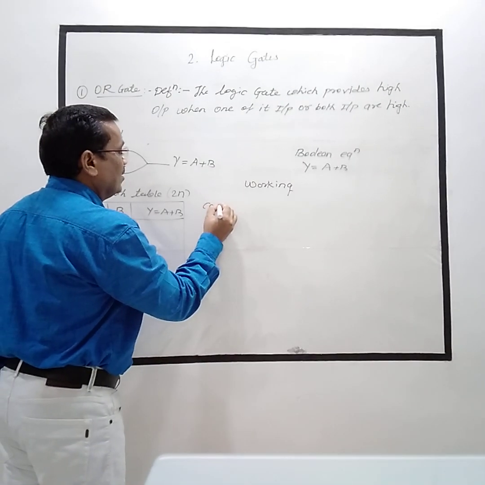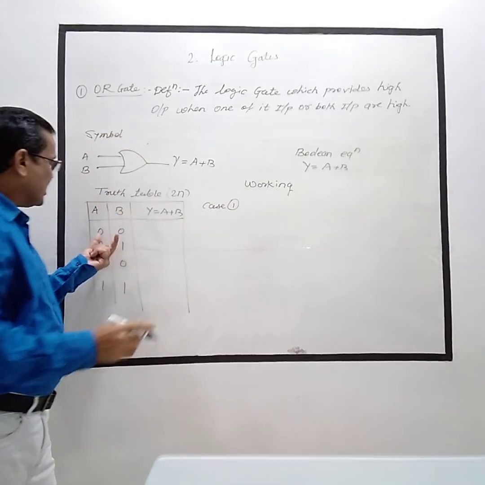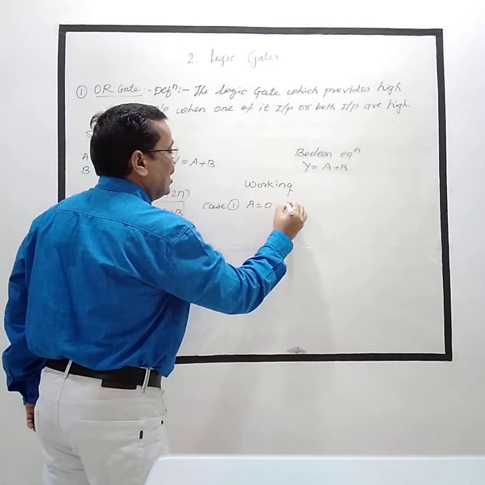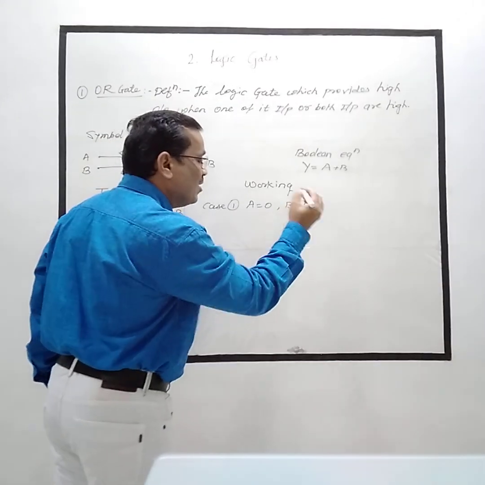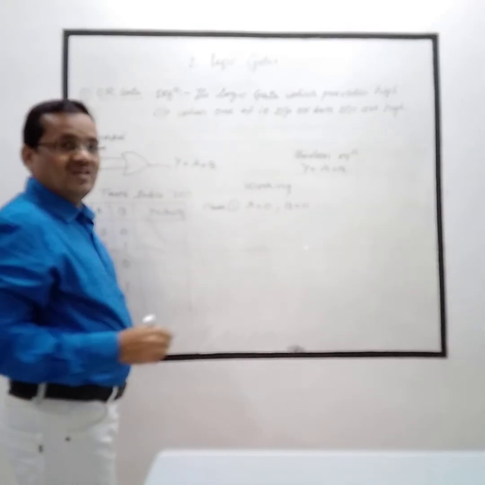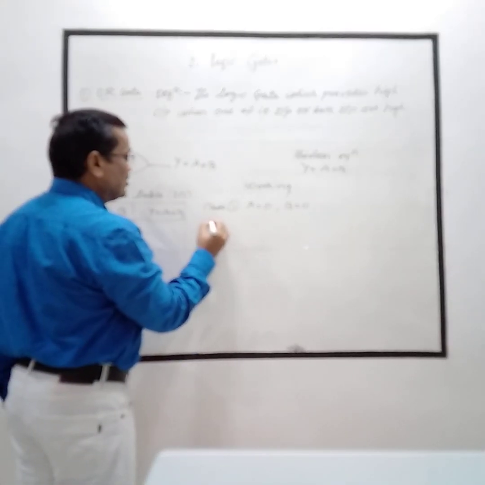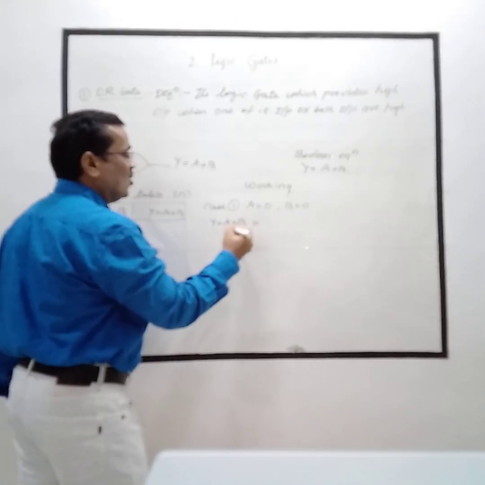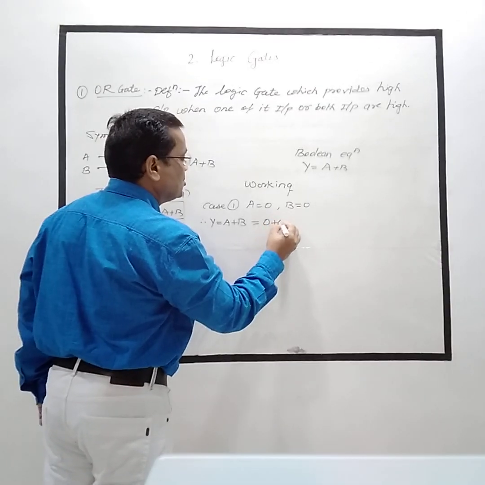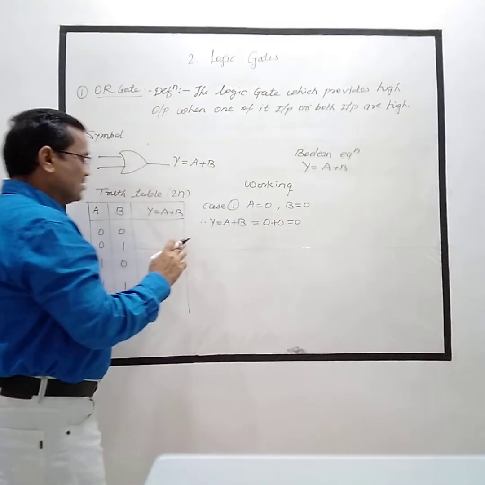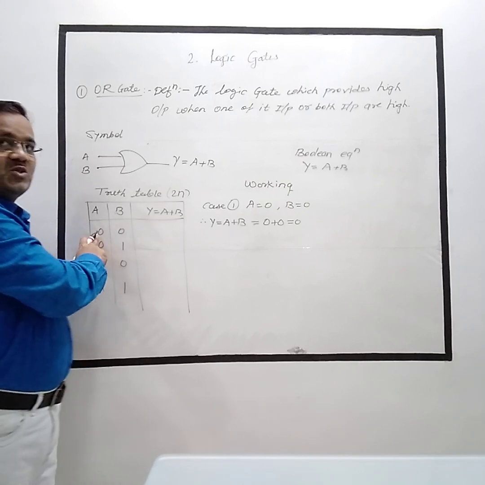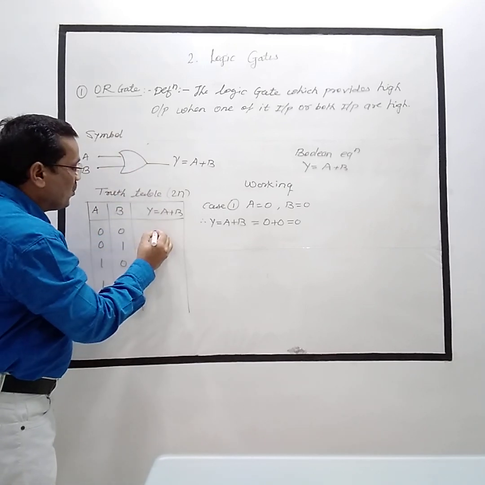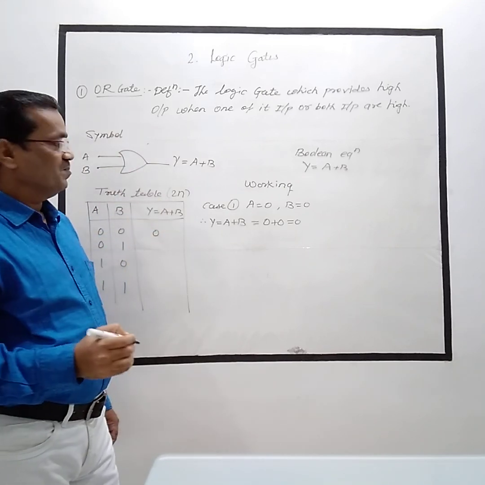Now case 1. What is case 1 here? If A is equal to 0 and B is equal to 0, what will be the output? That will be discussed by using the Boolean equation. So write down the Boolean equation: Y is equal to A plus B. So addition of these two inputs, 0 plus 0, is equal to 0. That means when A is equal to 0 and B is equal to 0, both the inputs are 0, then the output of the OR gate will also be 0.